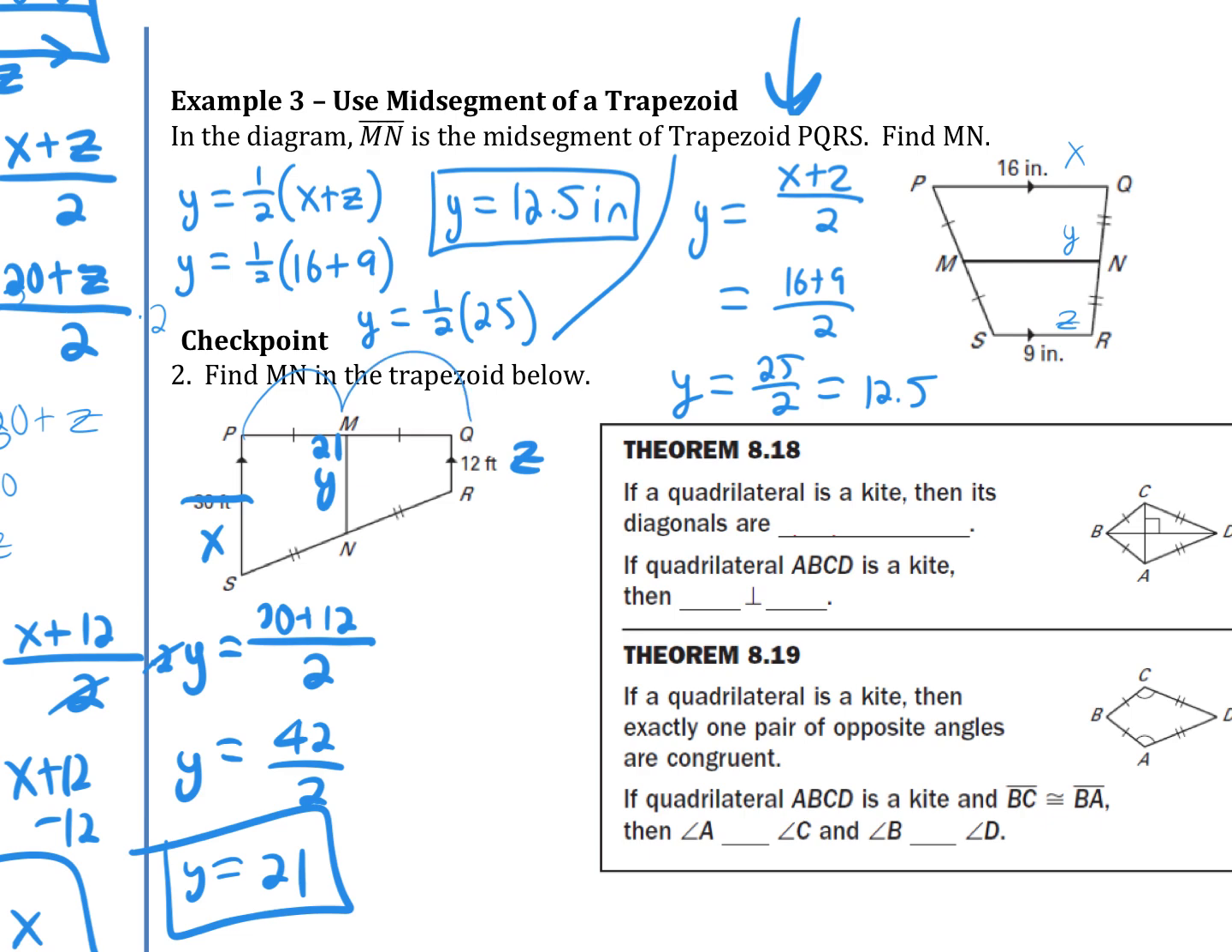So go from 30 to 21, that's minus 9. And from 21 to 12, that's also minus 9, okay? So that's kind of a way to do that, is basically the mid-segment is kind of an average of the two bases, right?